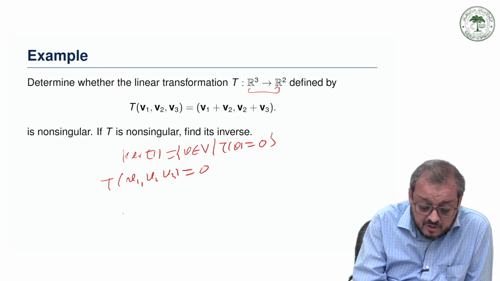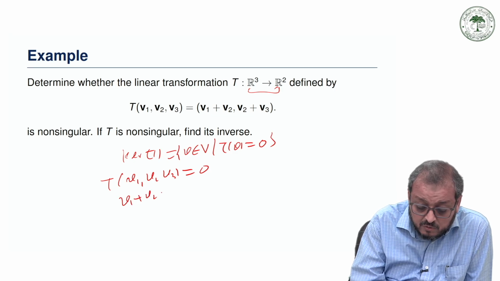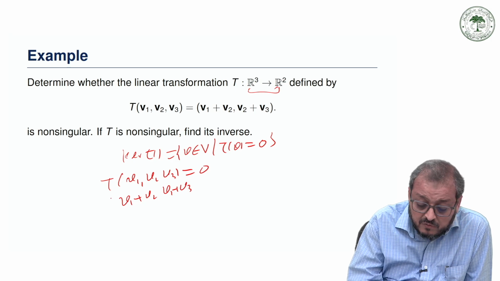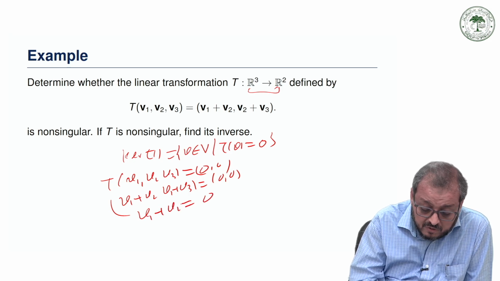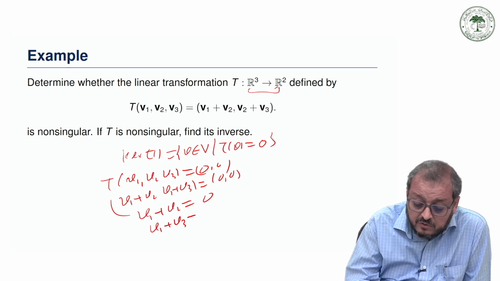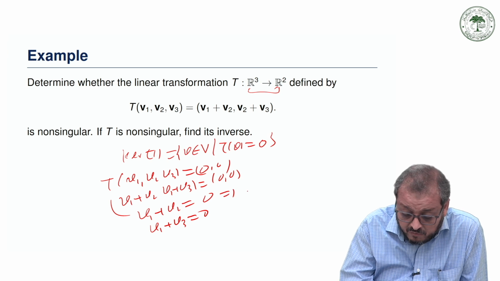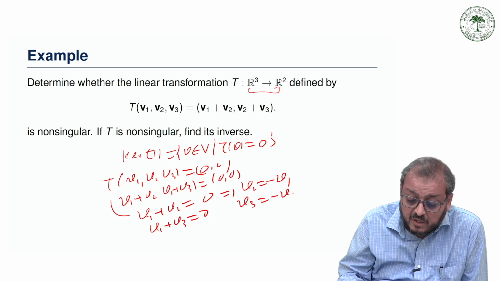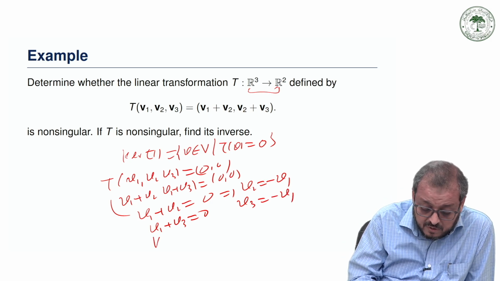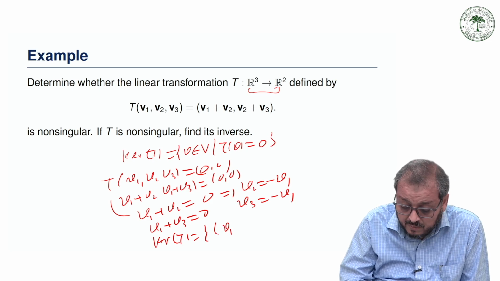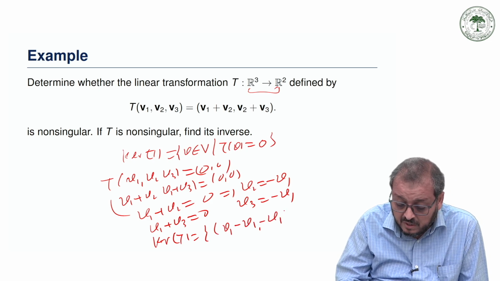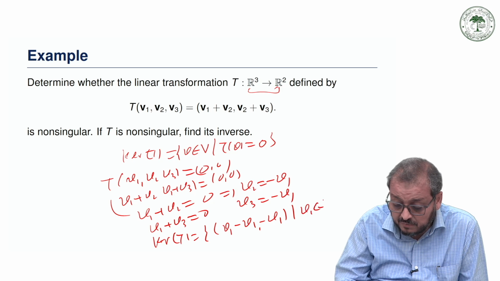T of (v1, v2, v3) is defined as (v1 plus v2, v2 plus v3), which equals (0, 0) because the codomain is R2. So v1 plus v2 is equal to 0, and v1 plus v3 is equal to 0. Then we have v2 is equal to minus v1 and v3 is also minus v1. So this means the kernel of T is nothing but the set of (v1, minus v1, minus v1) such that v1 is an element of R.